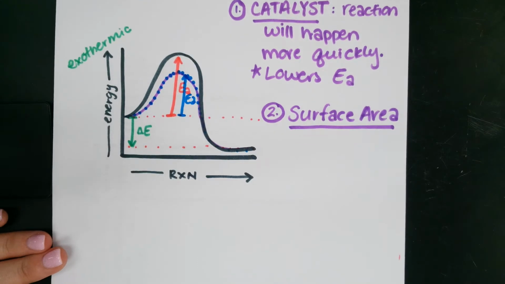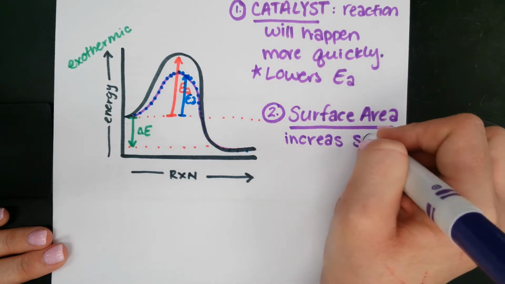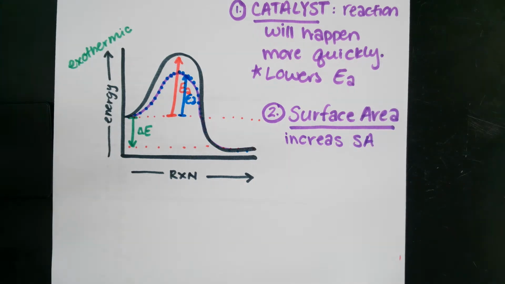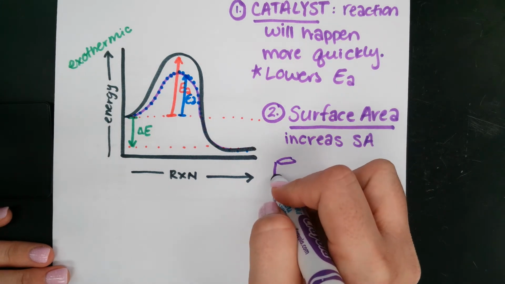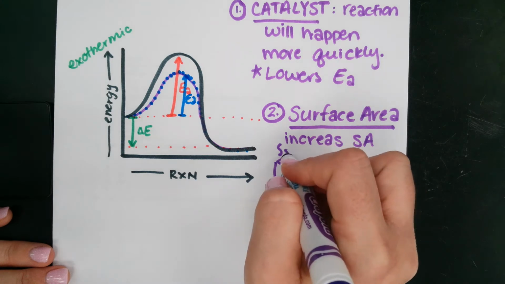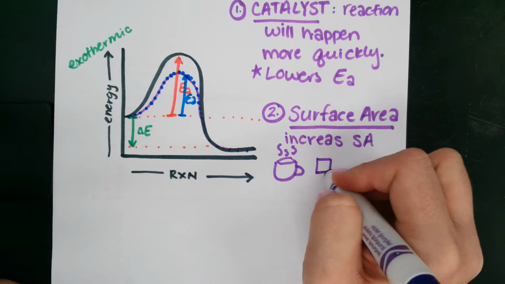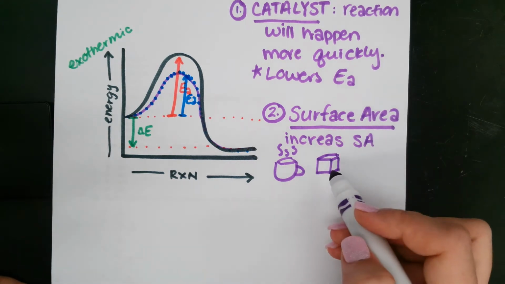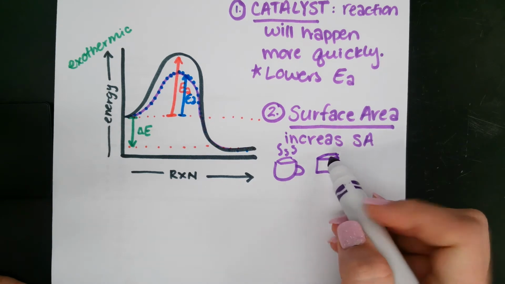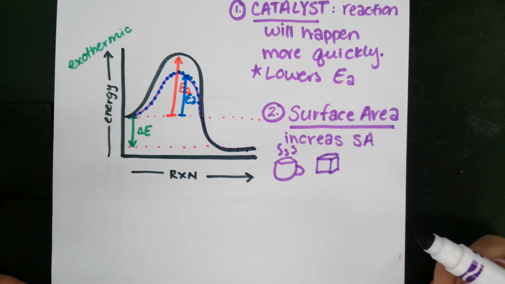So by increasing surface area, there's more locations for the chemical reaction to happen. A way to think about this: if you had a hot cup of tea, right? You got a nice warm cup of tea. I know it's chilly out there right now. And you had a cube of sugar. The only places that the tea could touch to dissolve the sugar is the outermost layer. So all that sugar on the inside of the cube isn't being touched at all.